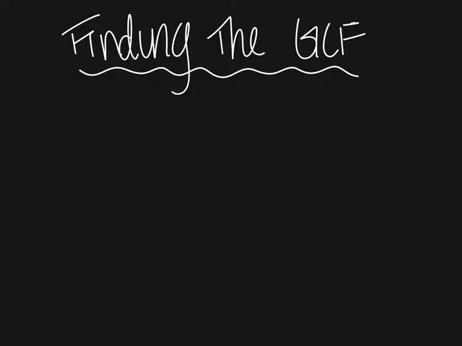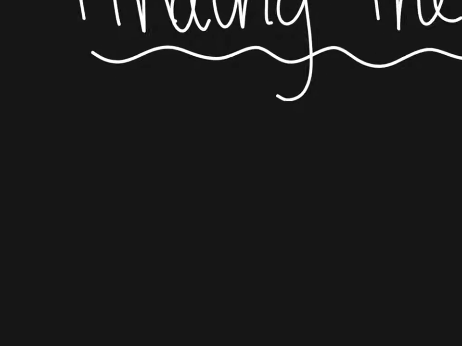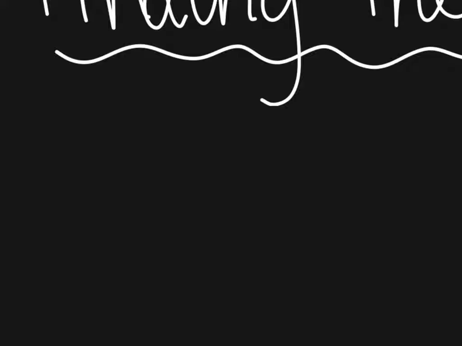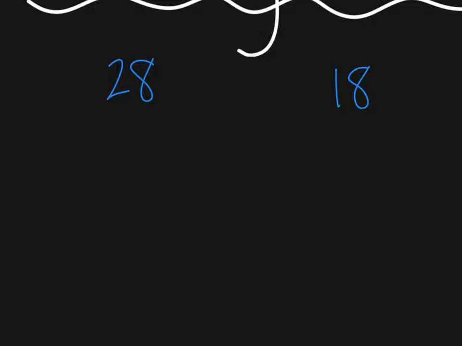Okay, so today we're going to be focusing on finding the greatest common factor, or better known as GCF. So to find the greatest common factor, like the video before looking at prime numbers, first we need to build our prime number tree. So what if I have the number 28 and 18, and I want to see what factors they have in common.